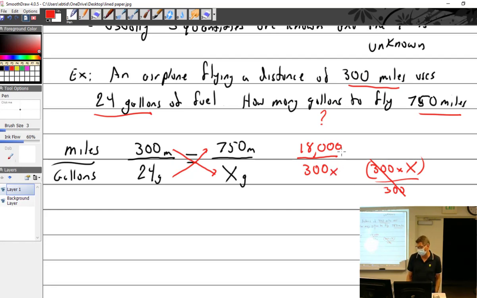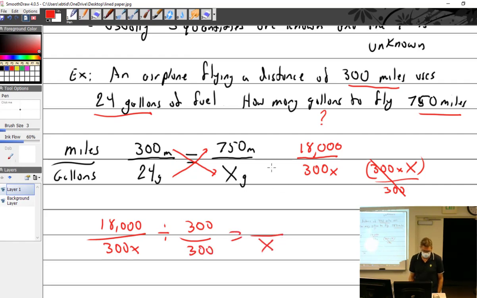Whatever I do to the bottom, I have to do to the top. So I divide the bottom by 300 to get the X, and I divide the top by 300 as well. 18,000 divided by 300 on the top, and 300X divided by 300 on the bottom, I end up with X and what? 60. So X equals 60. So what does that mean? Well, if X equals 60, that's my answer. How many gallons to fly 750 miles? 60. So everything is a ratio.